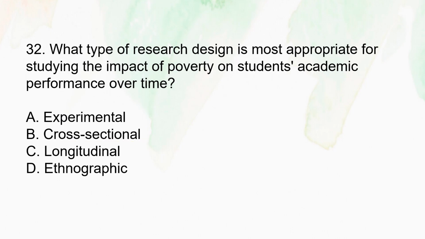Okay. Number 32. Which type of research design is most appropriate for studying the impact of poverty on students' academic performance over time? Letter A, experimental. Letter B, cross-sectional. Letter C, longitudinal. Or letter D, ethnographic.